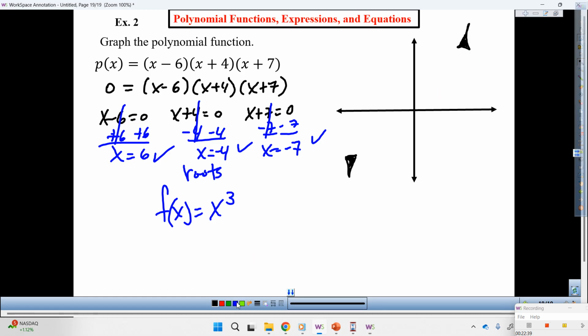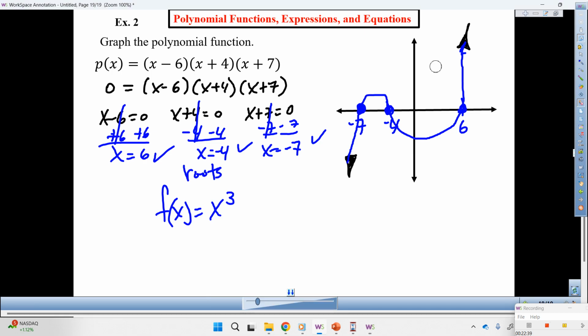All right. And let's graph our roots. X equals 6 is somewhere over here. Negative 4, negative 7, going from left to right, there you go. This flattened out right there, that was my board. Hold on, make sure you curve it as much as you can. There you go.